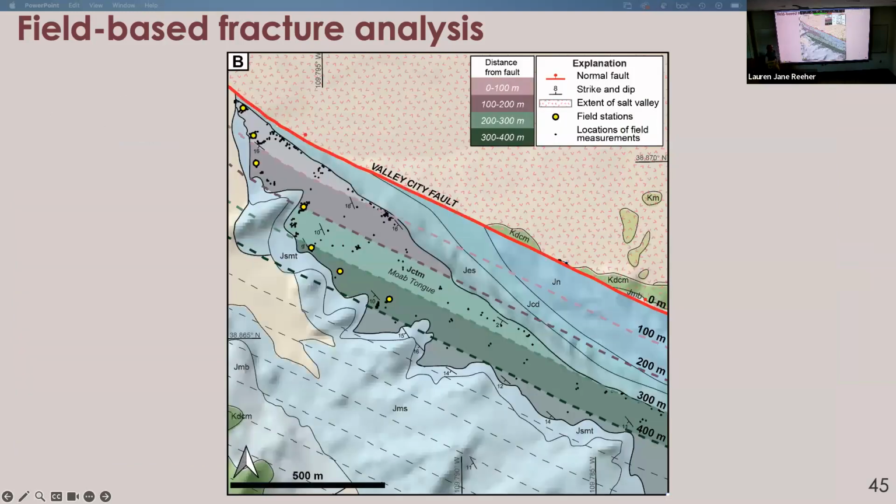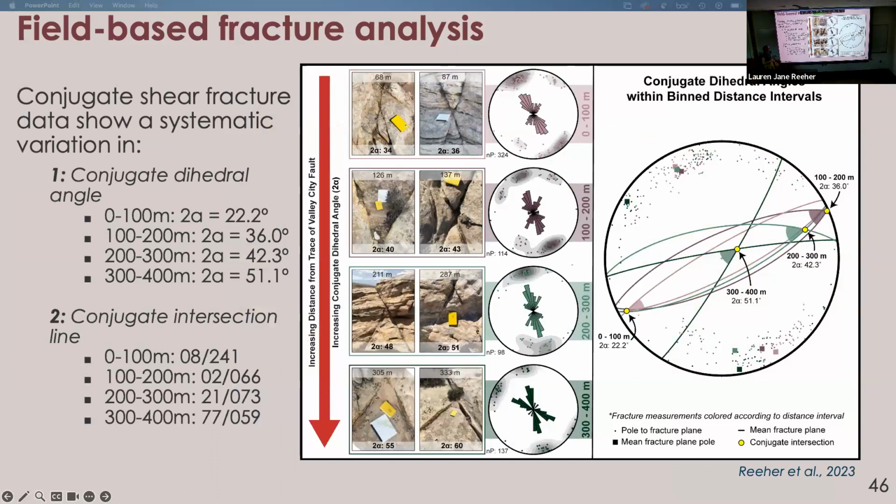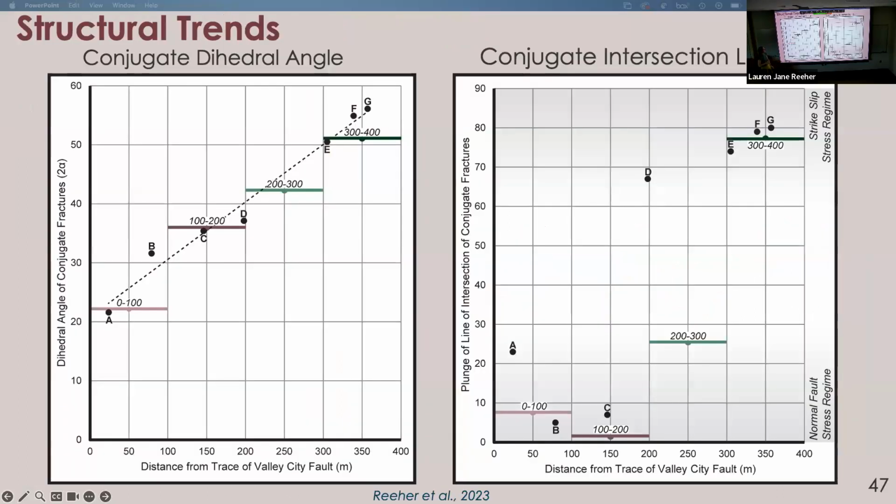So as we move across the outcrop here, we see two main trends in the strain patterns. One being the trend in conjugate dihedral angle, which seems to be increasing as we get further from the Valley City Fault. And the second being the orientation of the conjugate intersection line, which represents the change in stress regime, where we see it flip rather than a systematic change. It seems to flip around that 200 to 300 meter distance from the salt wall.